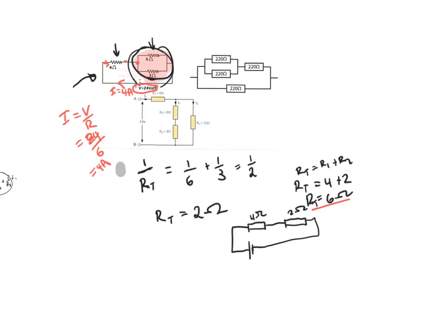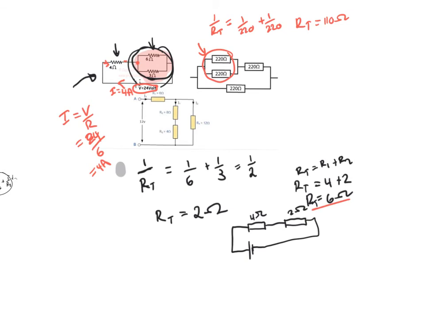Then we have the second circuit here. Now this is a series and parallel combination within a parallel combination. So you need to break it down slowly. Usually we deal with the parallel combination, then with the series of the parallel combination, then the whole parallel combination. So in this case, for this part, we'll have 1 over R total is equal to 1 over 220 plus 1 over 220. This gives us a total resistance of 110 ohms.